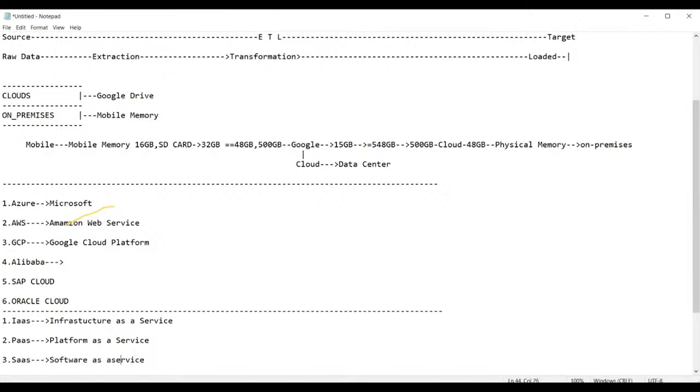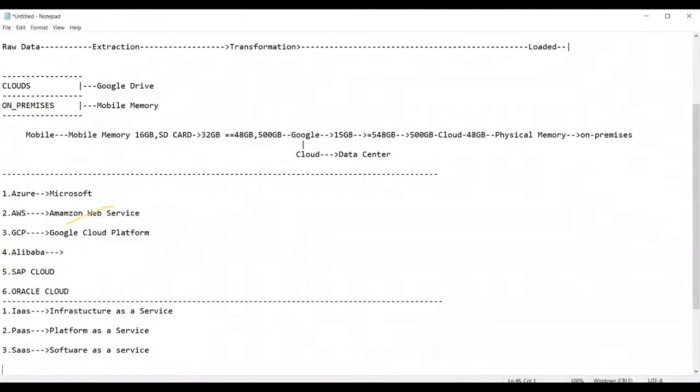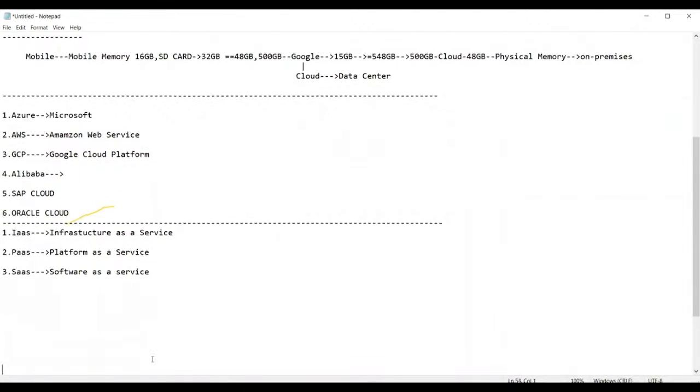Software as a service. Guys, these are the three different services provided by the cloud providers. That means IaaS, PaaS, and SaaS as a service. These are the three categories of services provided by the cloud providers. Getting my point? So now the entire cloud service is classified or built according to these categories: IaaS, PaaS, and SaaS.